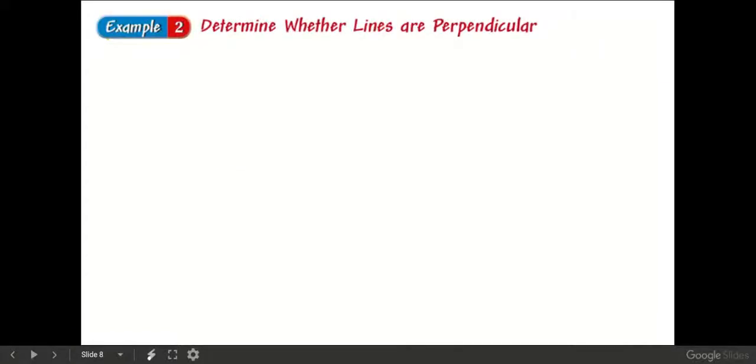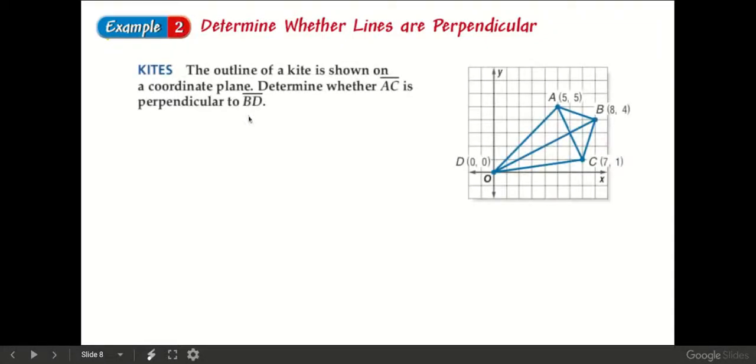Example 2 says, determine whether lines are perpendicular. So here is an outline of a kite, and it's shown by making all these different lines between these points. Basically it's saying determine whether the line from A to C, this line right here, is perpendicular to line BD, so the line from B to D. Well, to me, they look perpendicular, but really I have to test and prove mathematically that they're perpendicular.